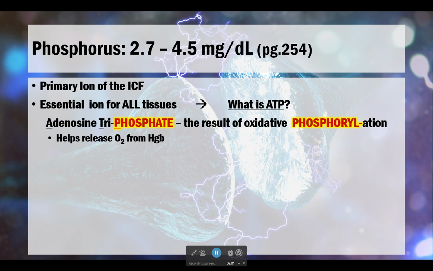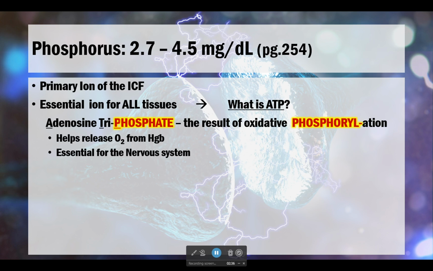It also helps oxygen release from hemoglobin. So the phosphorylation inside of hemoglobin facilitates oxygen being released out to the tissues so that carbon dioxide can come onto hemoglobin. We can talk about it again here in just a second, but that carbon dioxide needs to be able to bind, and the affinity of hemoglobin for either CO2 or O2 is affected by phosphate.